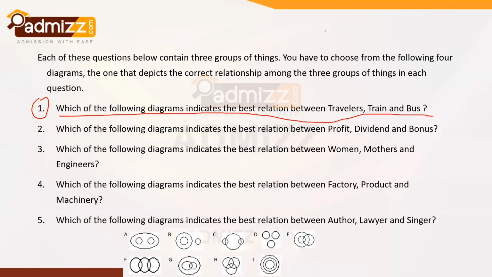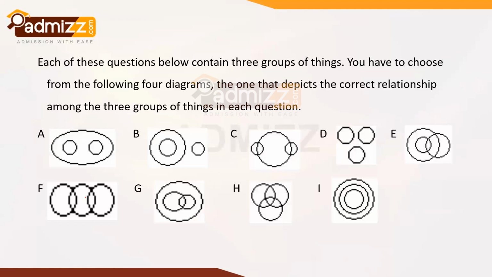All right, so the answers are quite mixed. Some are saying C, some are saying F. The correct answer in this case is going to be option F. I'll be explaining why. So let's take travelers, train, and bus, and take a look at F.